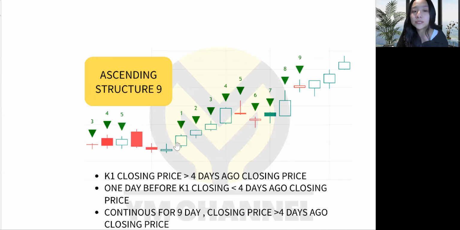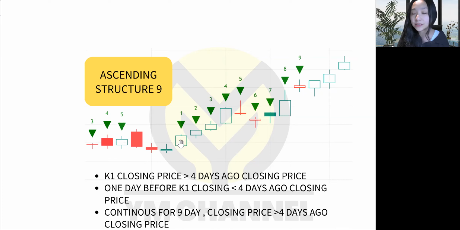So the first candle, the closing price is higher than 4 days ago, which is this. See, closing price higher than 4 days ago. And the first candle, we say K1. One day before, the closing price is lower than 4 days ago. So it's lower. So this one is candle 1.